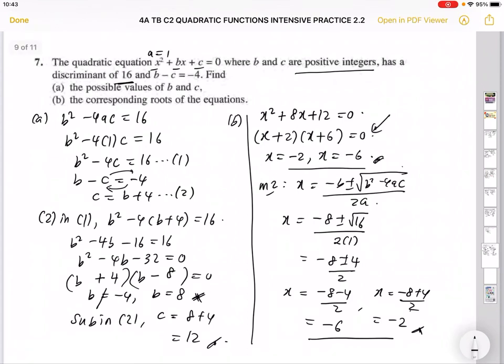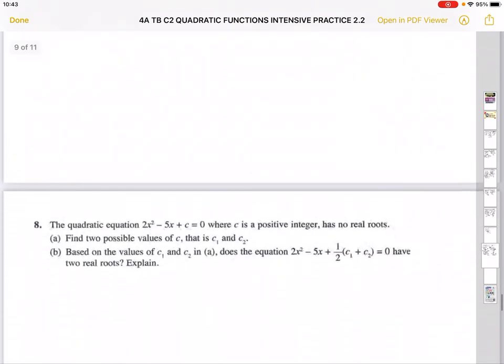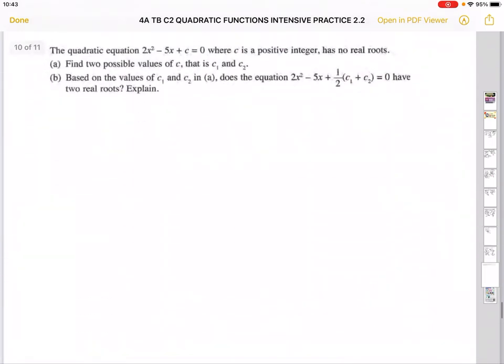Okay, lastly, number 8. We are supposed to find the two possible values of c, that is c1 and c2, given that this equation has no real root. So there are many ways you can look at this later on. I'll just show you the shortest, the easiest way.